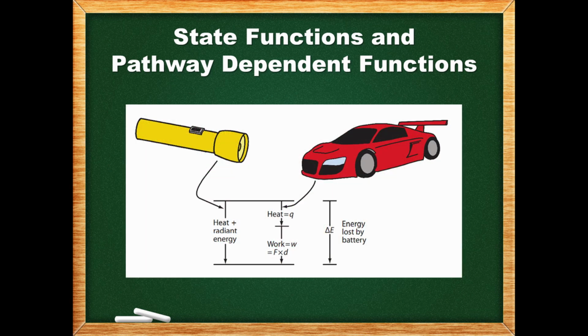This image can help illustrate the difference between state functions and pathway-dependent functions. The flashlight and car are both operated using the same batteries. The total change in internal energy is the same, yet the work done and heat radiant energy released are not the same. This shows us that internal energy is a state function, while work and heat are pathway-dependent functions.